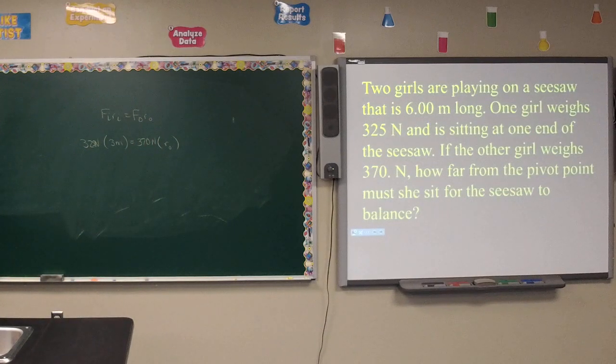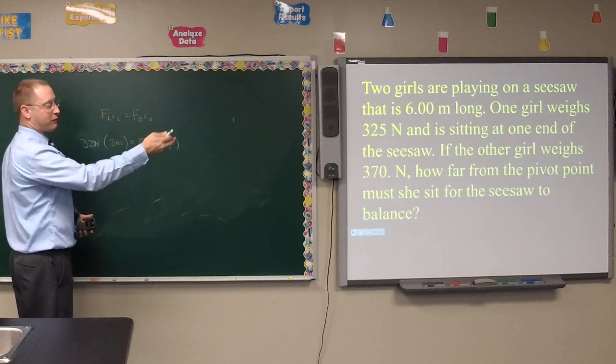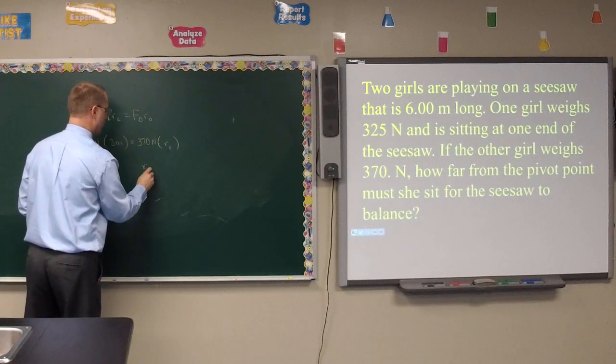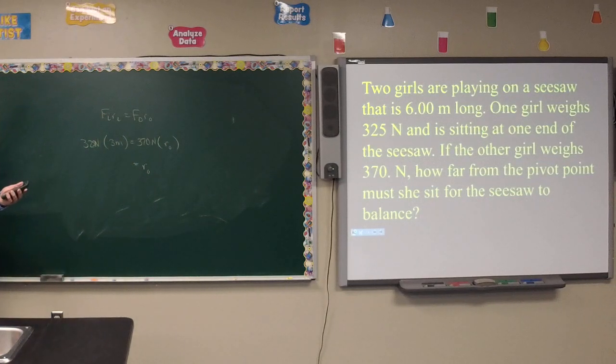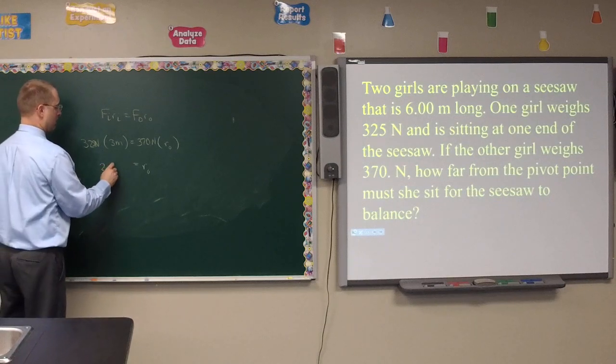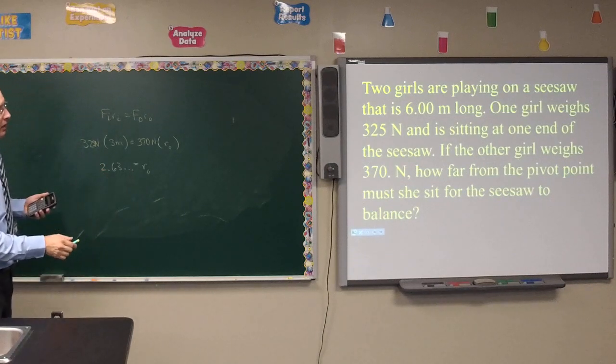So let's see, Kendall and Audrey. And so yeah, just multiply, divide. And what do we get for the lever arm, or the distance from the pivot point for the second girl? 2.6. And round it off.